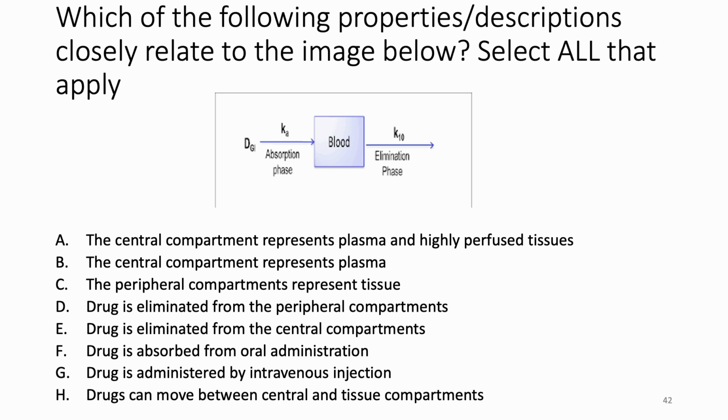F. Drug is absorbed from oral administration. G. Drug is administered by intravenous injection. H. Drugs can move between central and tissue compartments. You have 30 seconds to answer this question.